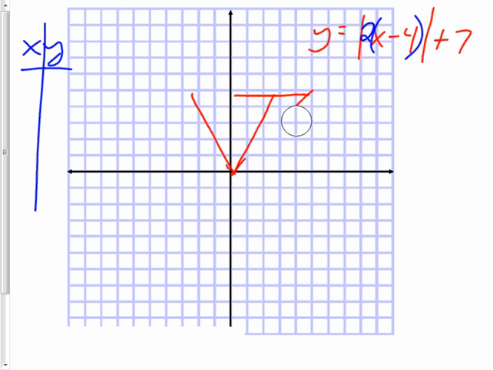It's got to be a narrower V. And now it's got to be undone. And now it's just going to be moved right 4 and up 7. And now, how do you know for sure if you're right? Well, how many of you had it generally there? Okay, that tells me I'm probably right, but you can't do that on the test, right?